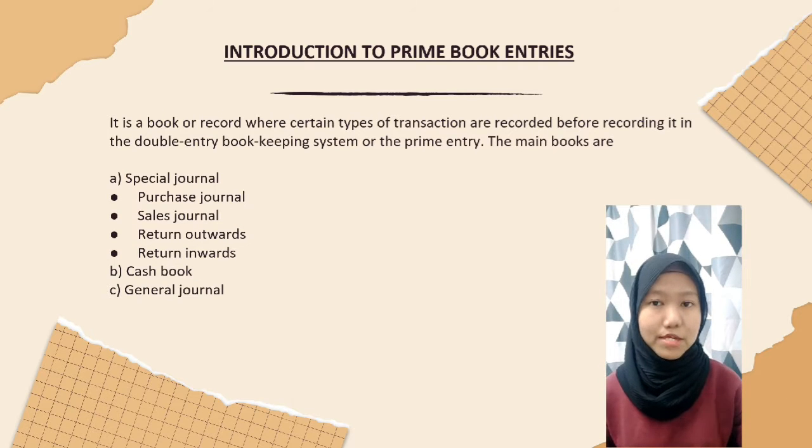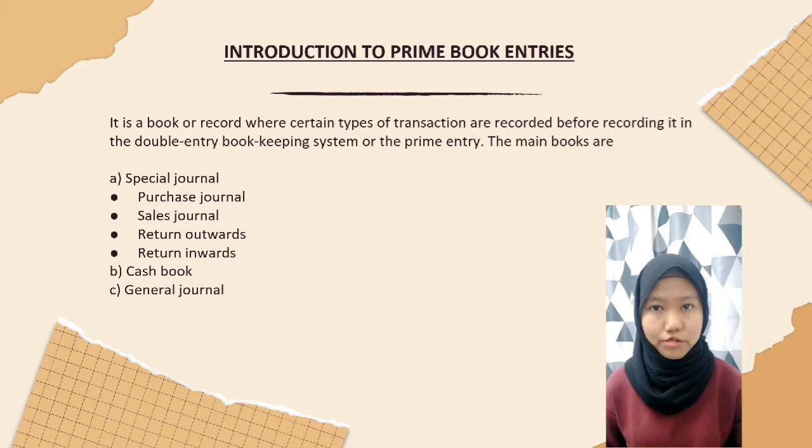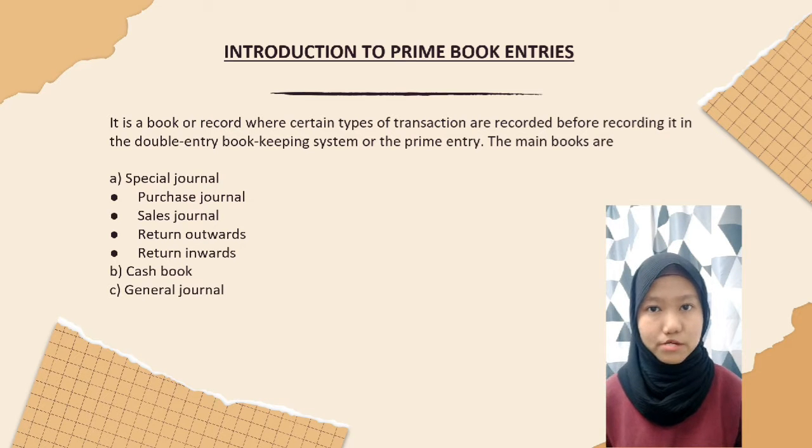First of all, let me explain what prime book entries are. Prime book entries are books or records where certain types of transactions are recorded before recording in the double entry bookkeeping system, or the prime entry. The main books include purchase journal, sales journal, returns inwards, returns outwards journal, cash book and general journal.